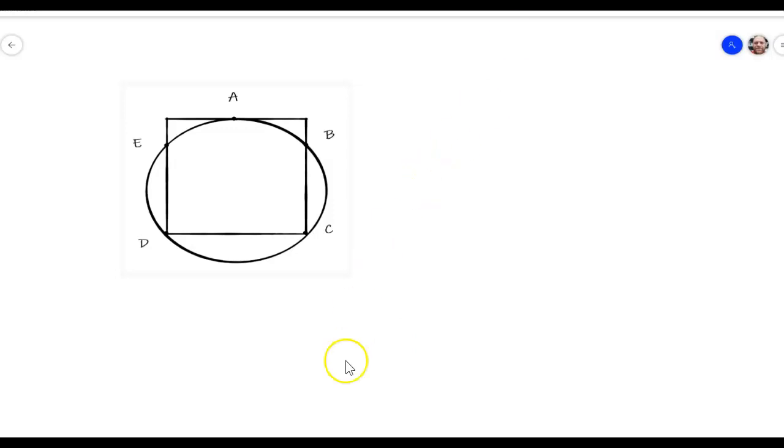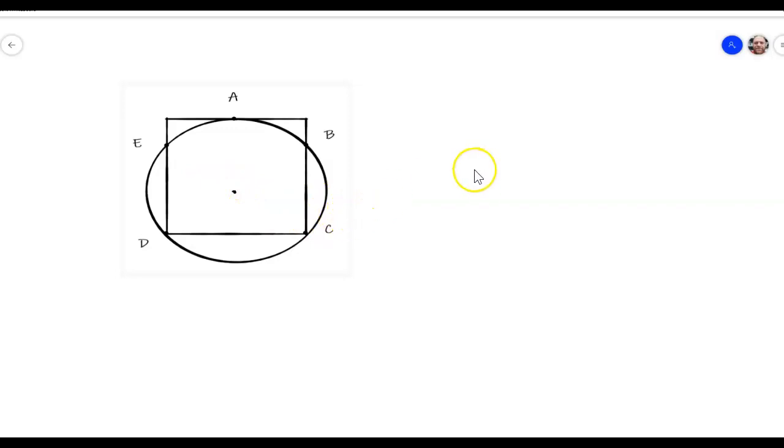So let's see if we can get a solution to this problem, using some of the trigonometry that we've learned so far. I'm sure there are many solutions to this, but here's how I would go about doing it. I'm going to locate the center of this circle here, like so.